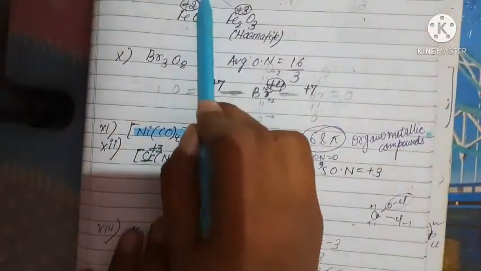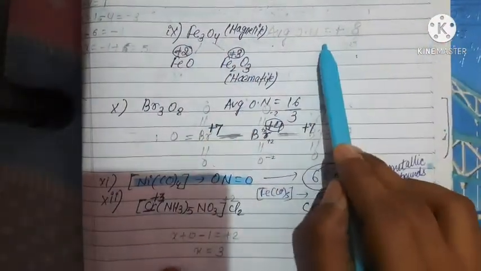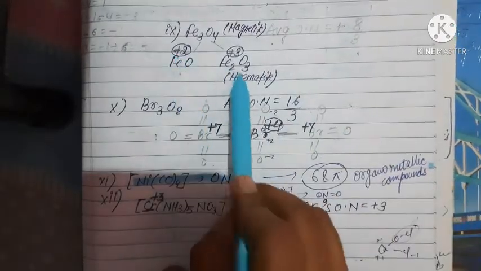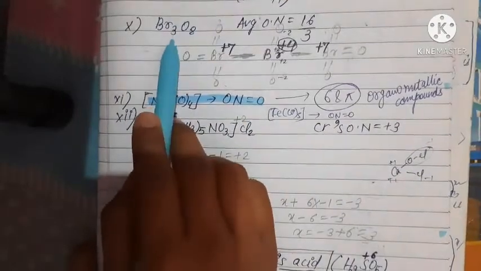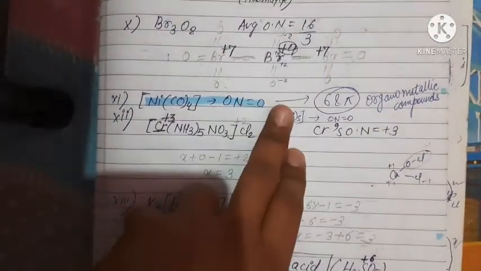In case of magnetite Fe3O4, average oxidation number is plus 8 by 3, like FeO plus 2 and Fe2O3 plus 3. Okay. Now, Br3O8, it was repeated in NEET 2019. So I want to draw the picture of this Br3O8.